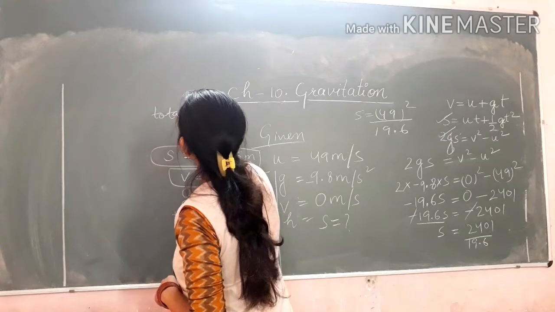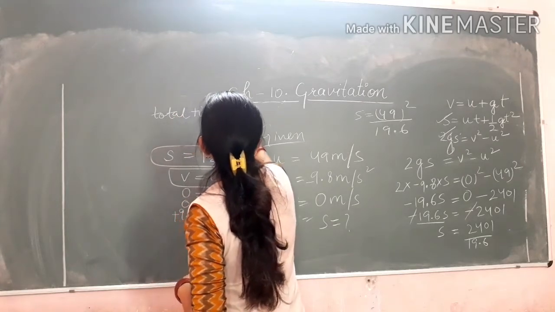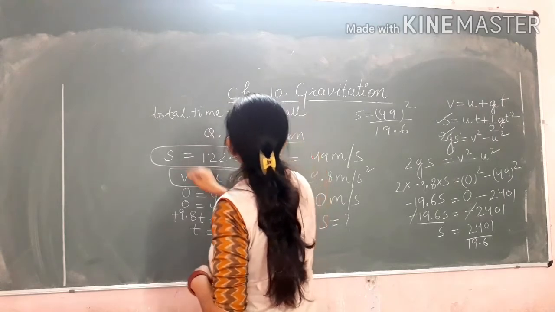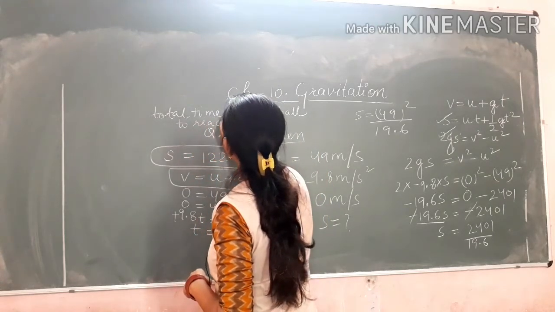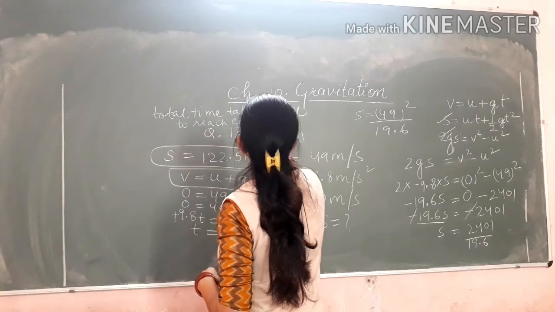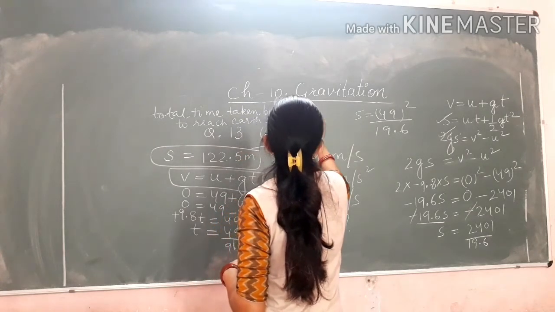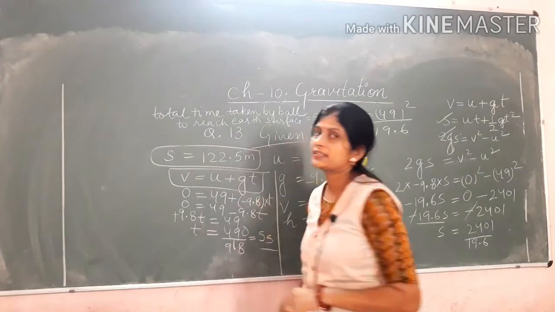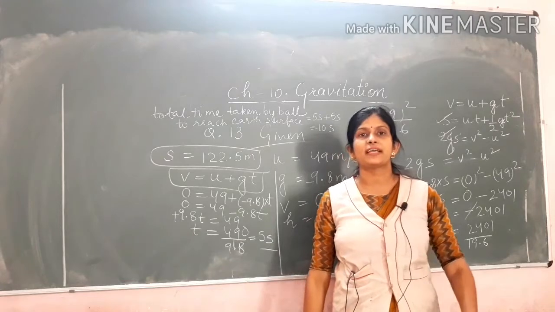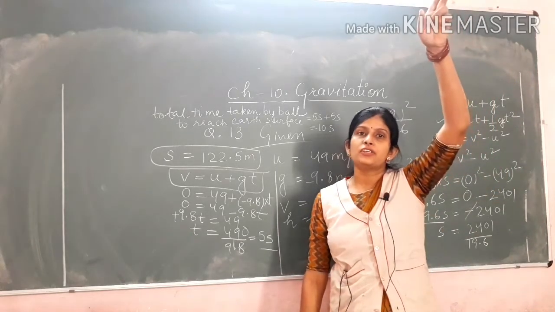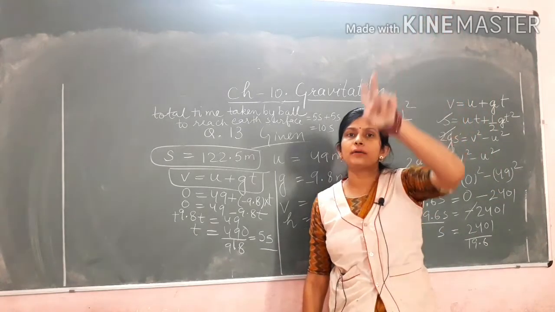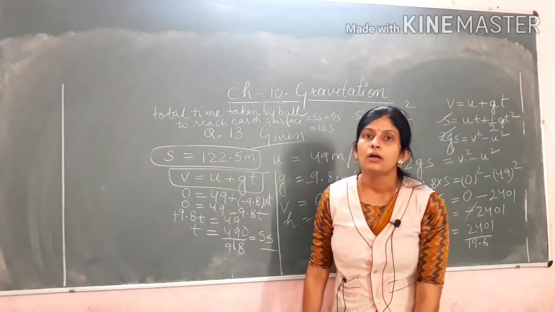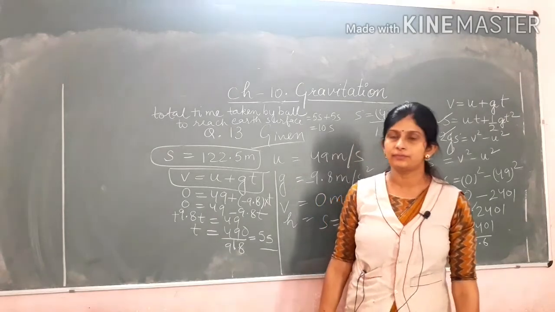So total time taken by the ball to reach the earth's surface is 5 seconds plus 5 seconds, total 10 seconds. So in a total time of 10 seconds it reaches the maximum height and then comes back to the earth's surface. So it takes a total time of 10 seconds to reach the earth's surface again.